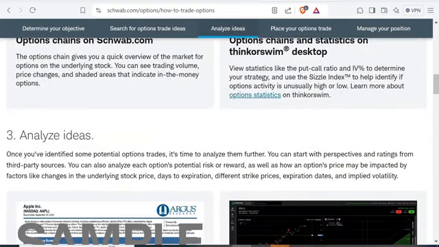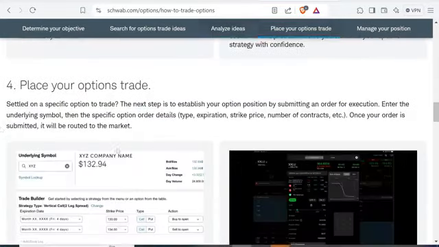After that, you're going to analyze ideas. Once you've identified some potential option trades, it's time to analyze them further. You can start with perspectives and ratings from third-party sources. You can also analyze each option's potential risk or reward, as well as how the option price may be impacted by factors like changes in the underlying stock price, days to expiration, different strike prices, expiration dates, etc.